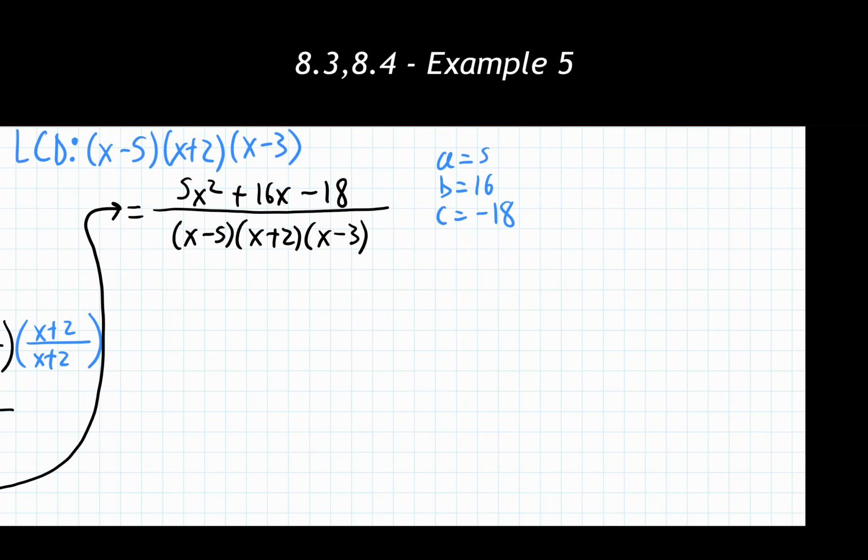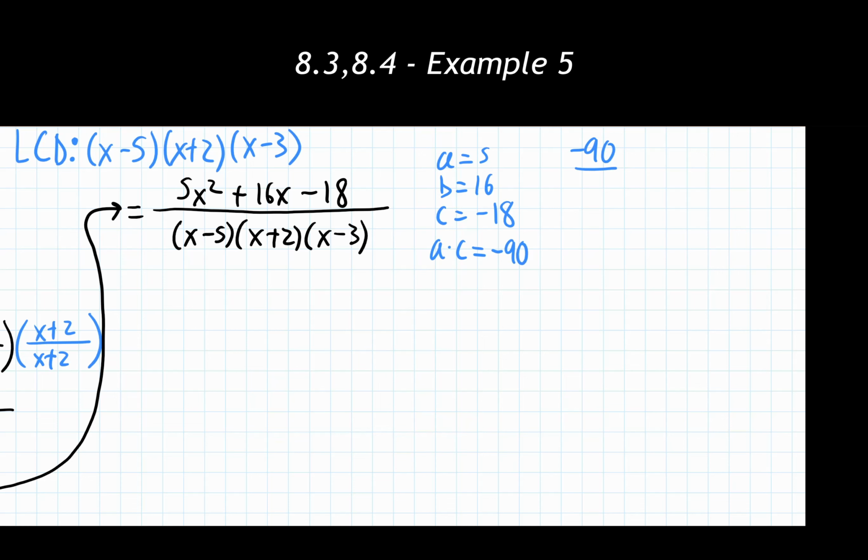Now I'm grabbing a calculator here, and I'm seeing for myself, what is 5 times negative 18? It's going to tell me that A times C is going to be negative 90. So now I need to find two numbers that multiply to be negative 90 and add together to be positive 16. So again, I'm doing this calculation off to the side using a graphing calculator.